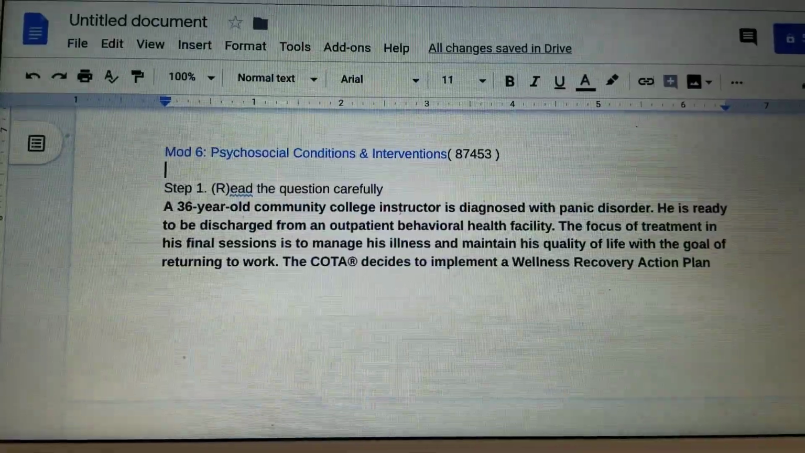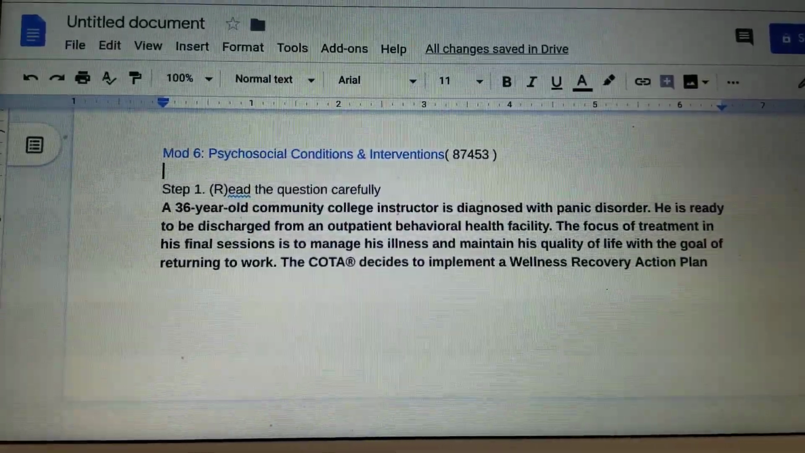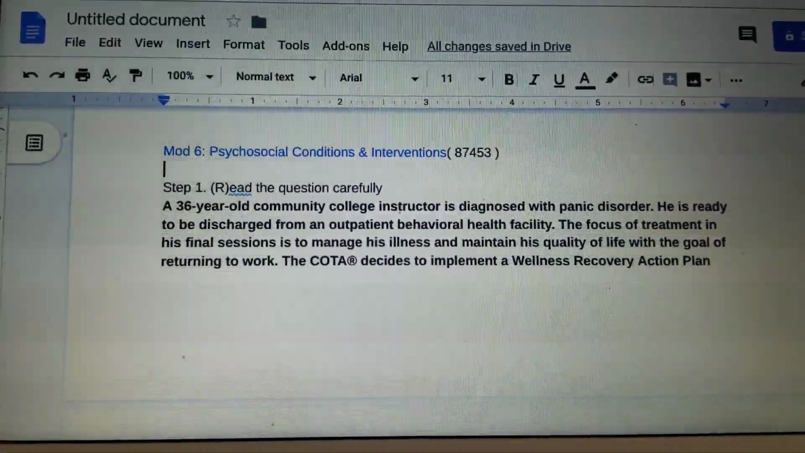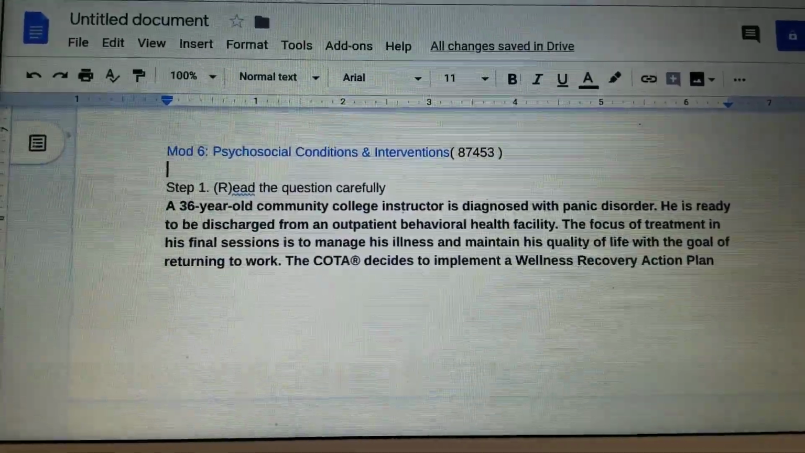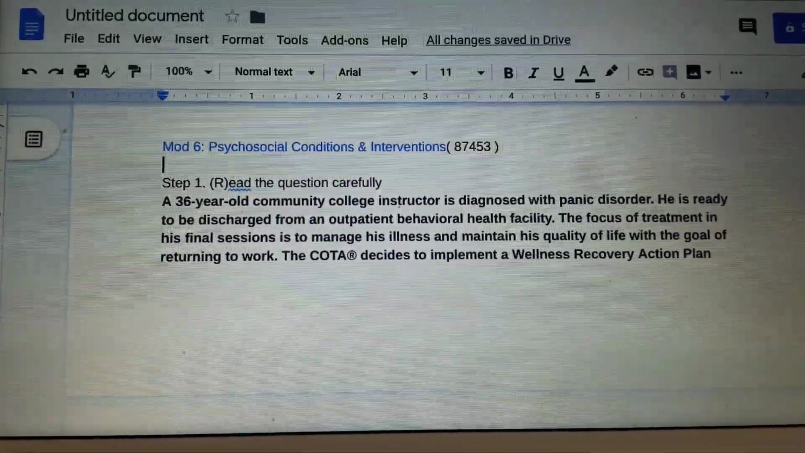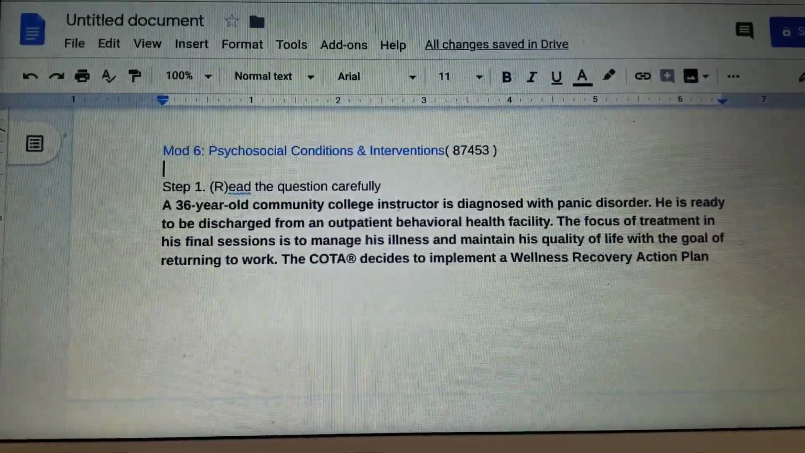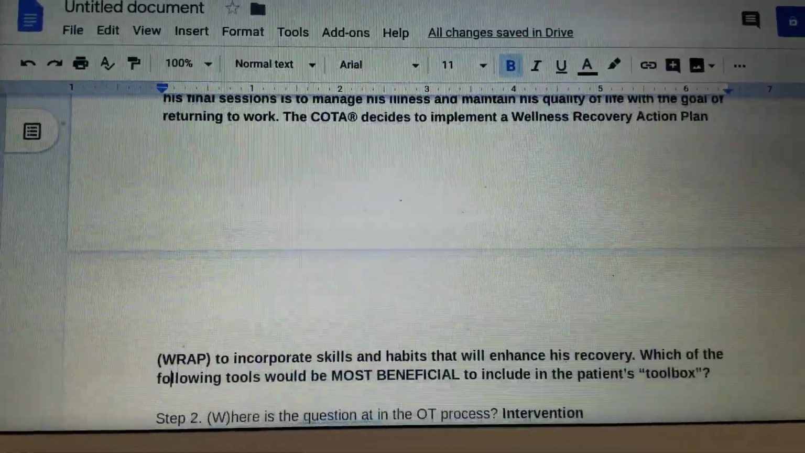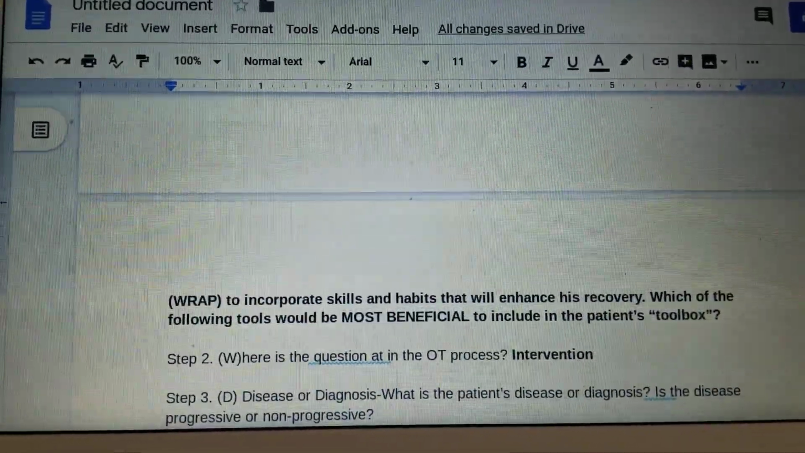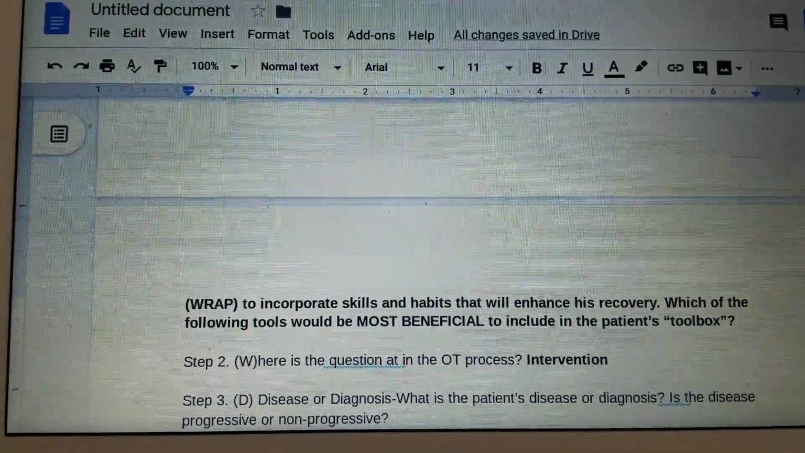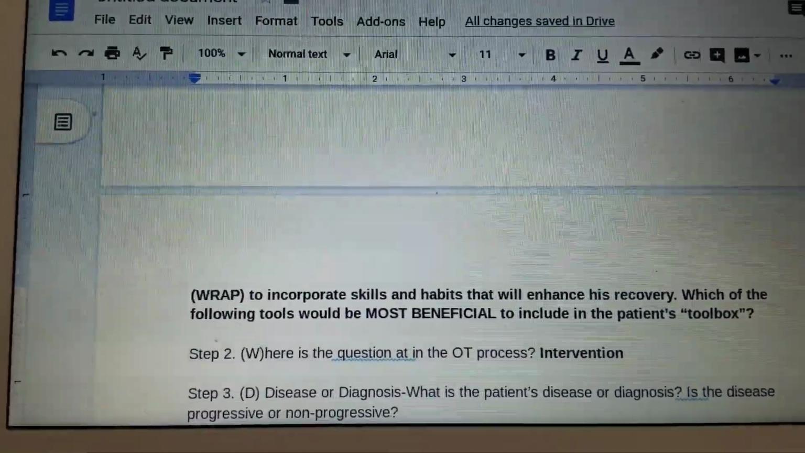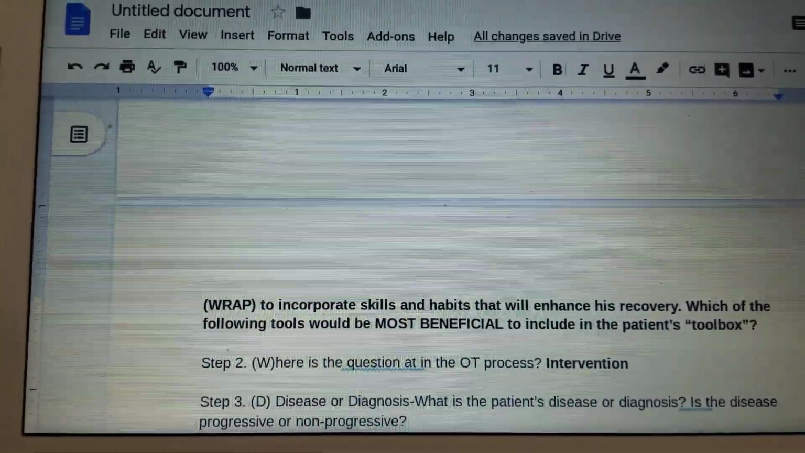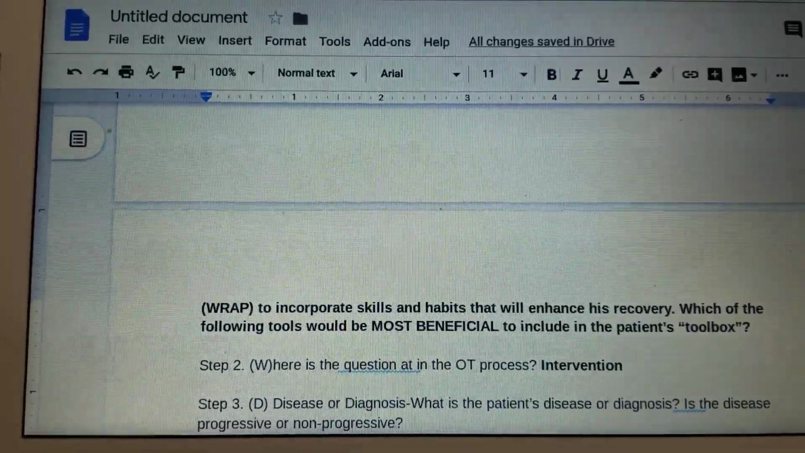The focus of treatment in his final sessions is to manage his illness and maintain his quality of life with the goal of returning to work. Dakota decides to implement a Wellness Recovery Action Plan, which is WRAP, to incorporate skills and habits that will enhance his recovery. Which of the following tools would be most beneficial to include in the patient's toolbox?